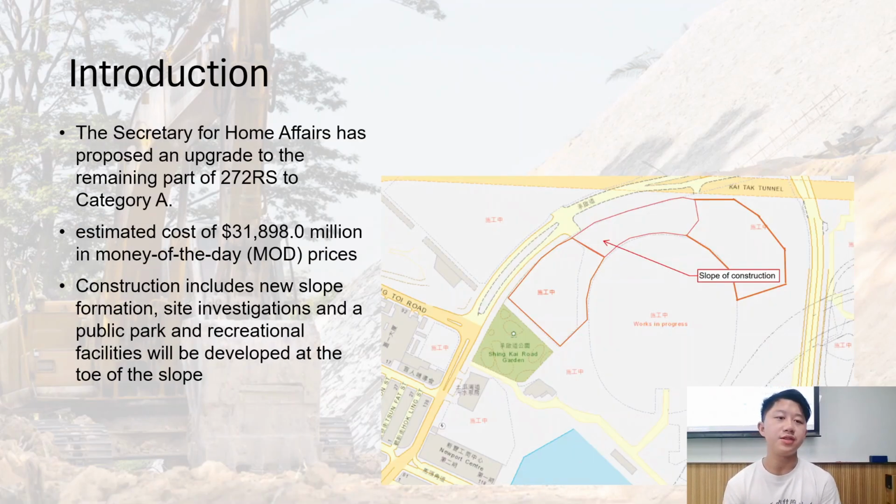This project is proposed for the Home Affairs Department to upgrade the remaining parts of 272 hours to Category A, with an estimated cost of around 31,000 million in MOD price. The construction will include a new slope formation, site investigation, a public park, and lastly, recreational facilities, which will all be developed at the toe of the slope.